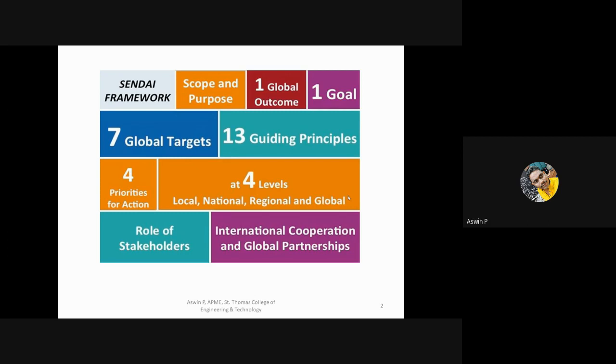There should be global partnership. This much production should be done by this year. Everything should be monitored and explained. Okay, this is the Sendai framework.